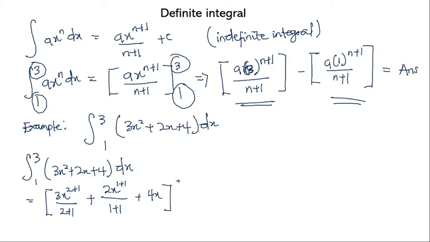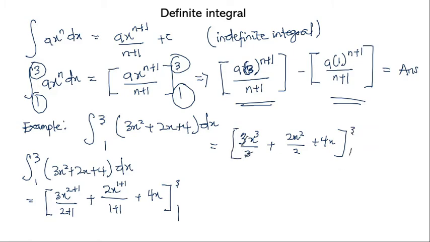Then I apply my limits 3 and 1 to this. So this is equal to 3x to the power 3 divided by 3, plus 2x squared divided by 2, plus 4x, still applying the limits 3 and 1.